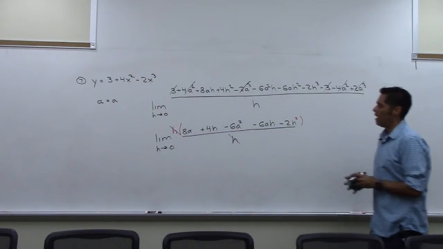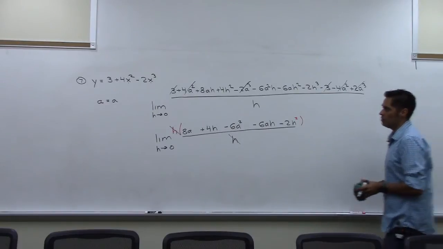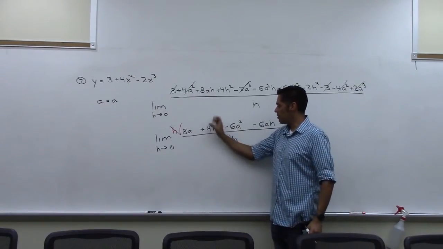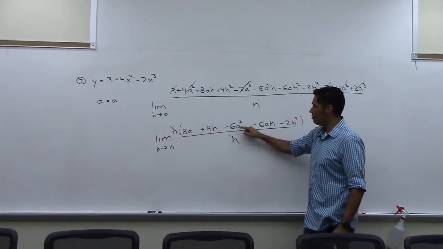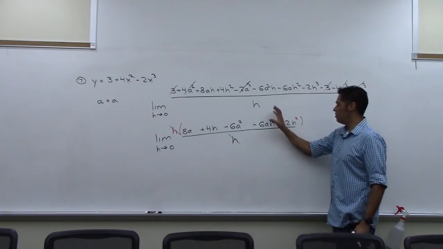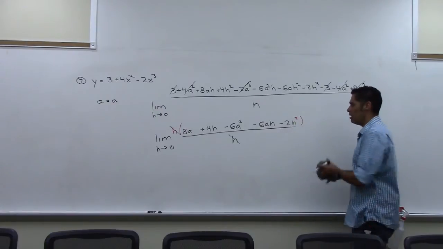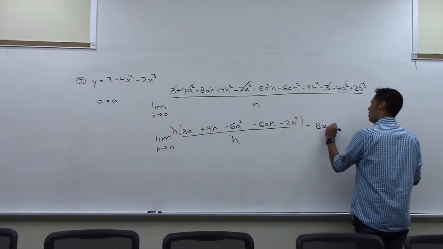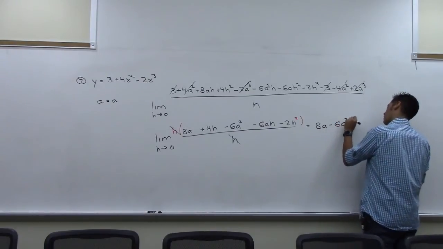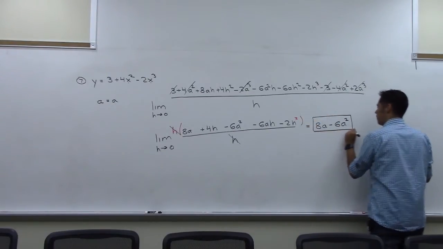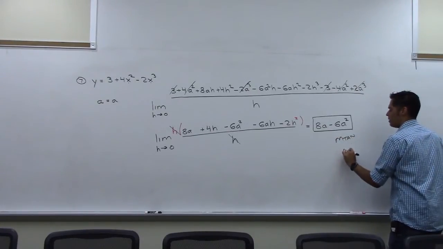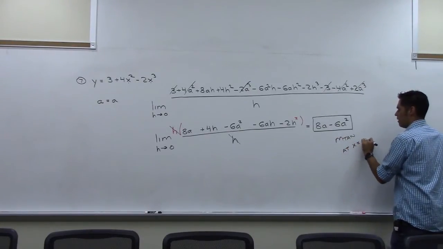And at this point, I can let all my h's go to 0. So this doesn't have an h in it, so it's going to stay. This goes to 0, that's gone. This does not have an h in it, so it's going to stay. This has an h in it, so it's gone. This has an h in it, it's gone. And so the only thing left is 8a minus 6a squared. Now this is the slope of the tangent line at x equals a.